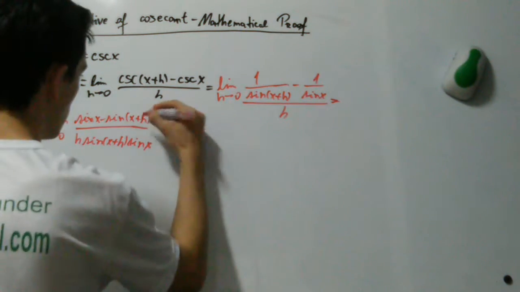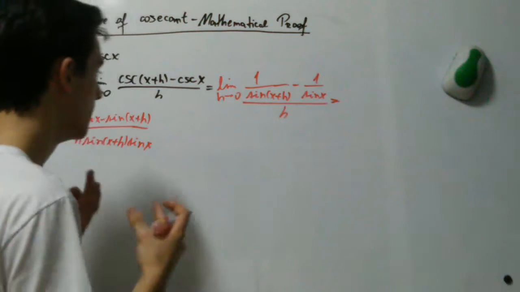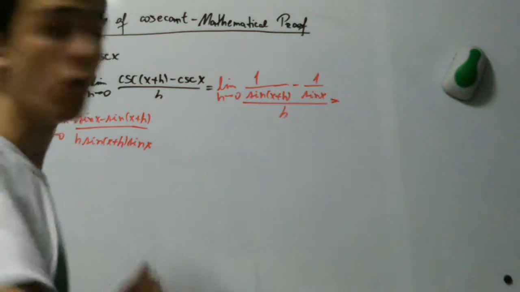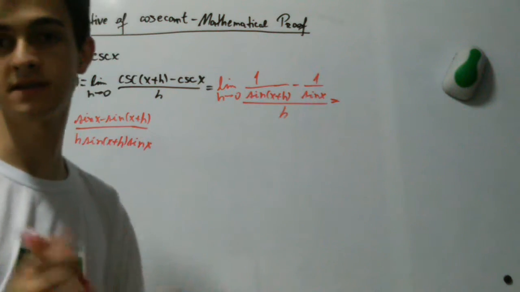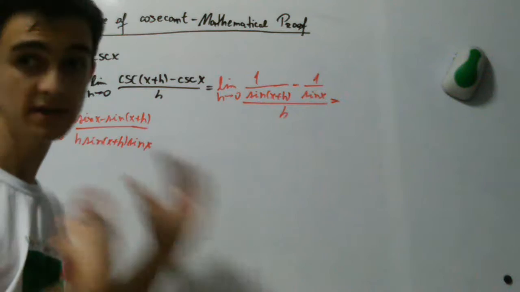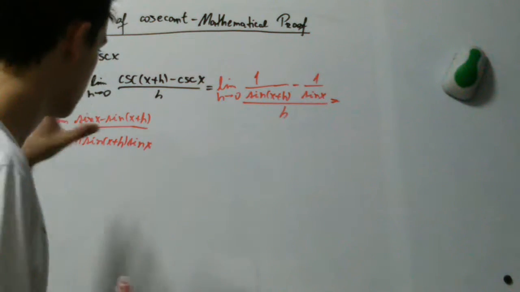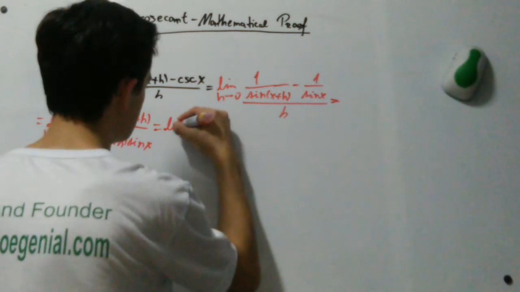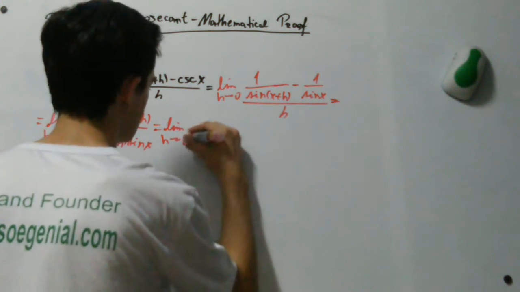Very similar to what we did in the previous videos. And in case you don't understand one of the steps I do, watch the previous videos, because as I said, I did the same steps, very similar steps, but in more detail. And so, moving on with the proof. This is the limit when h approaches 0.